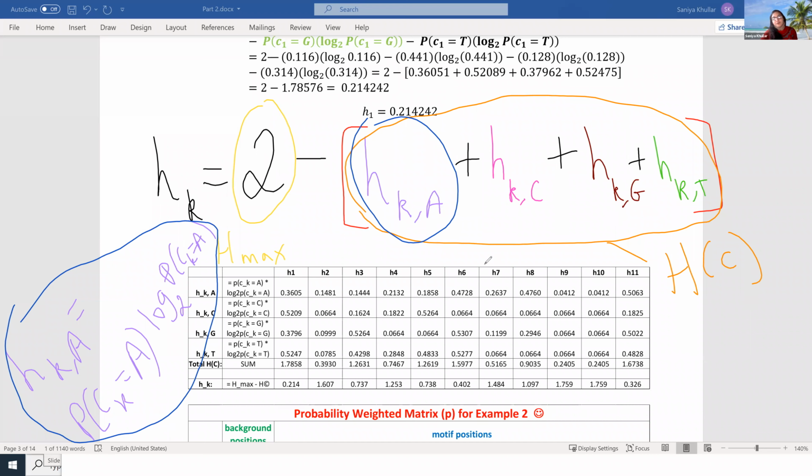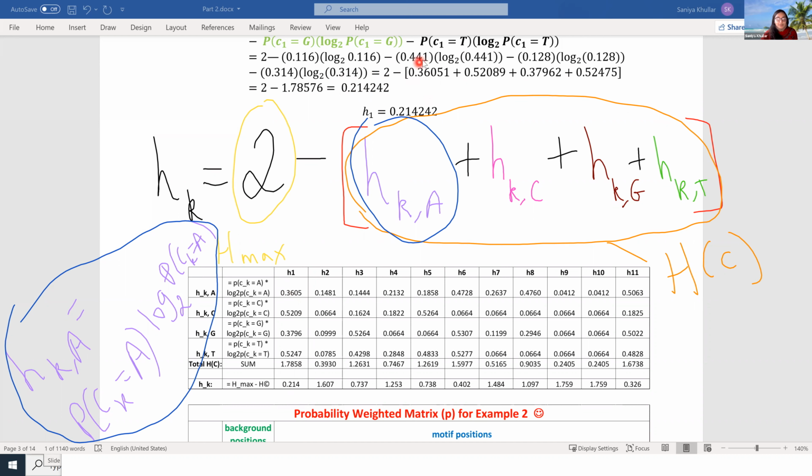So these are just the formulas that you would need, and that's exactly what I did here. And you'll see that this value right here, 0.2142, is just this value here. I got the sum here by summing across each of these individual components.